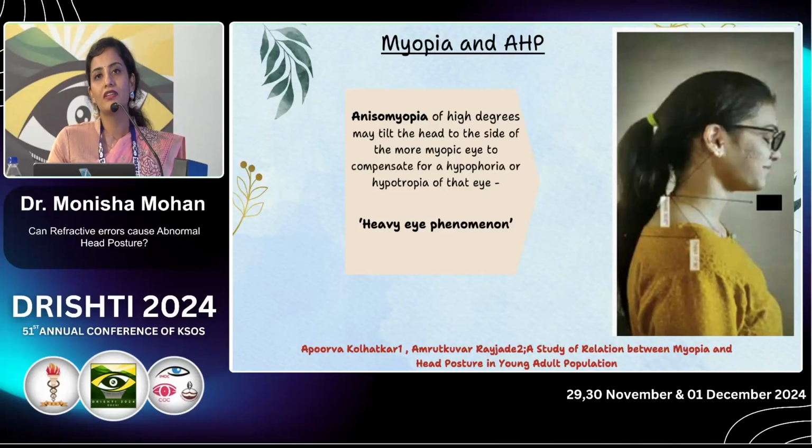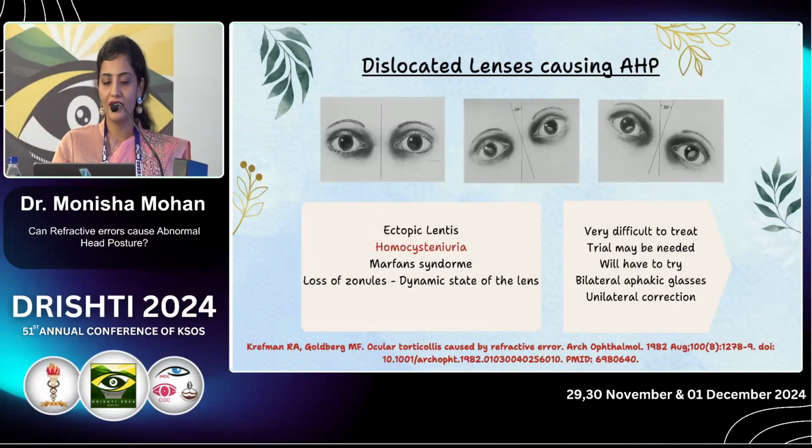Another cause is an anisometropia of high degrees. When you have a patient with a minus 16 refractive error and a 30 mm axial length in one eye, and the other eye has around 25 mm of axial length, there is a phenomenon called heavy eye syndrome. Because of that, there is a superior-temporal dislocation of the lens, and they tend to have a hypo and an eso in that eye. To compensate for that hypo, they tend to tilt to one side. That is nothing but heavy eye syndrome.